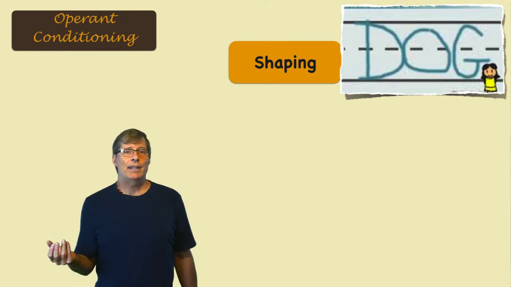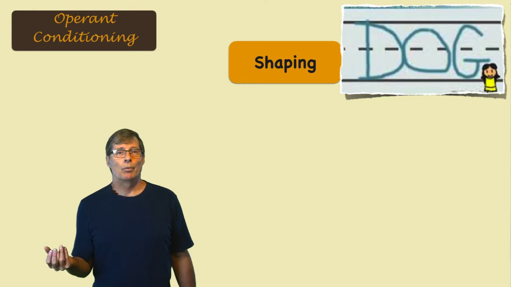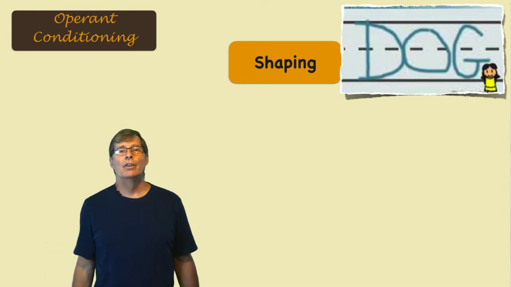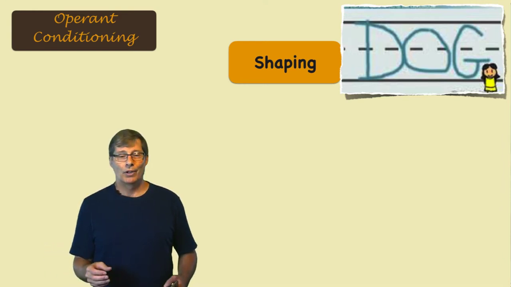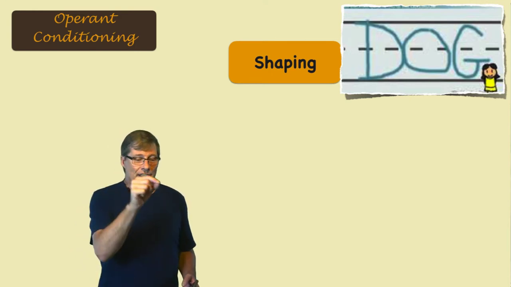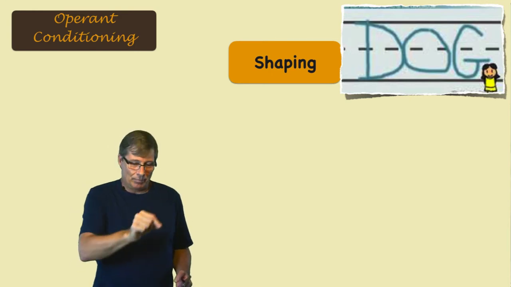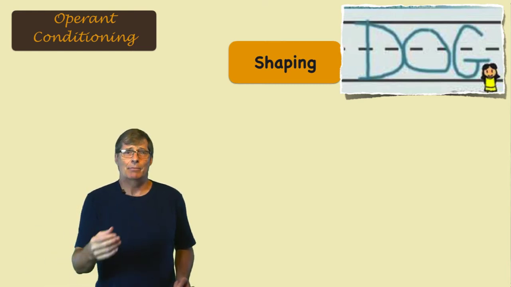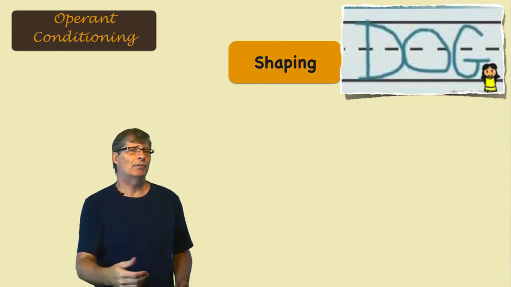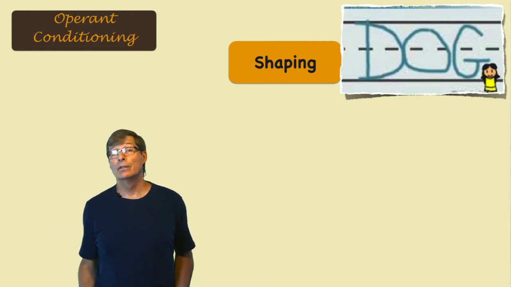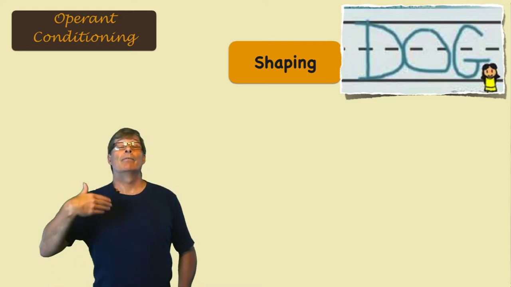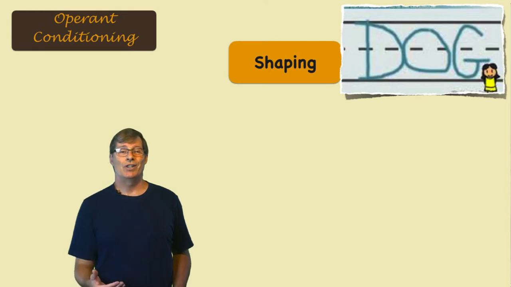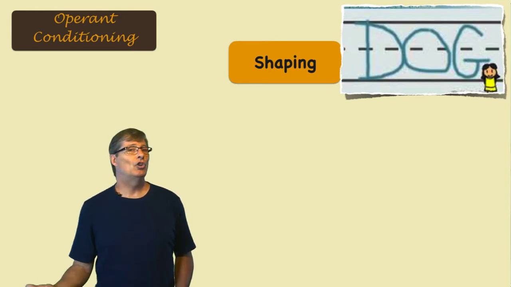You know, we learned how to write this way in print. We did small approximations. We learned with dotted lines around the letter. How you make a bed, you learned it a bit at a time, and you were reinforced for doing little bits of it, and then eventually you did the whole thing. Shaping is a very common approach to teaching animals and humans skills.